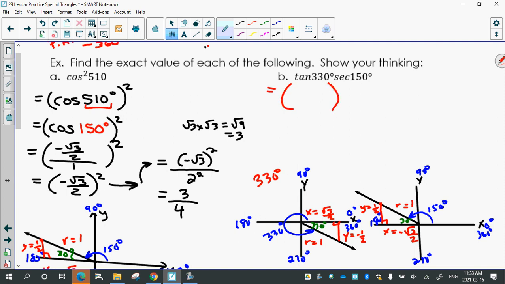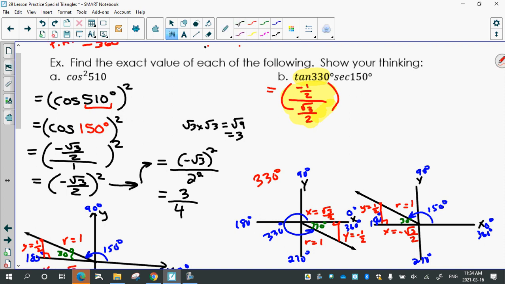replace tan of 330 with, from the 330 diagram, the y value, which is negative 1/2, divided by the x value, which is root 3 over 2. And these are the same. So the tan of 330 is this. Okay?